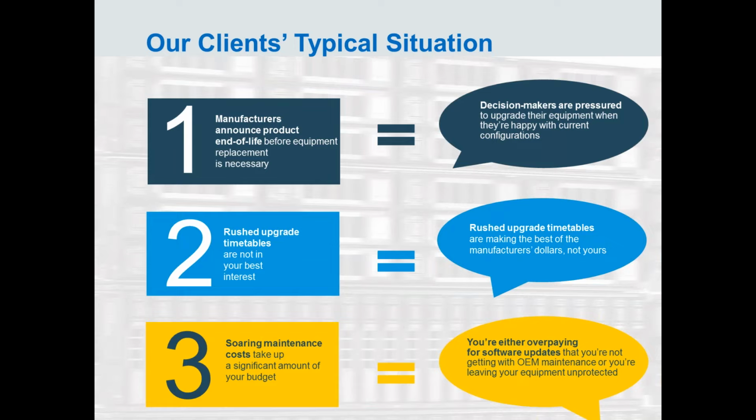The rush upgrade timetables: what we typically hear is that most organizations don't have control of these timetables, and they're actually being rushed to go and upgrade these environments. And lastly, to support these old legacy environments, the soaring maintenance costs. It gets more and more expensive to have older equipment supported by the OEM.